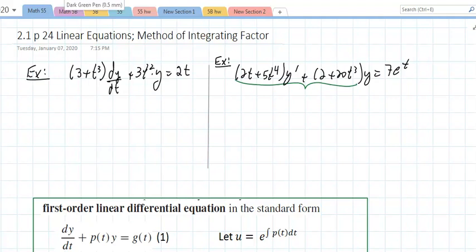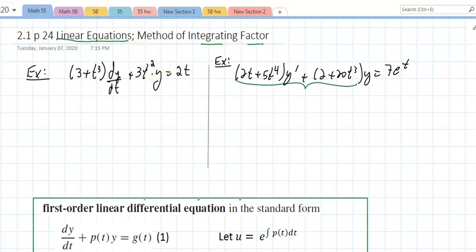Section 2.1 is on page 24, and it talks about linear equations. This is a massive deal for us. We just covered linear and nonlinear, and now we're talking about linear equations. If an equation is linear, there's a method of integrating factor. This is something you didn't learn in calculus. This is a new trick, and let me elaborate on that really quick.